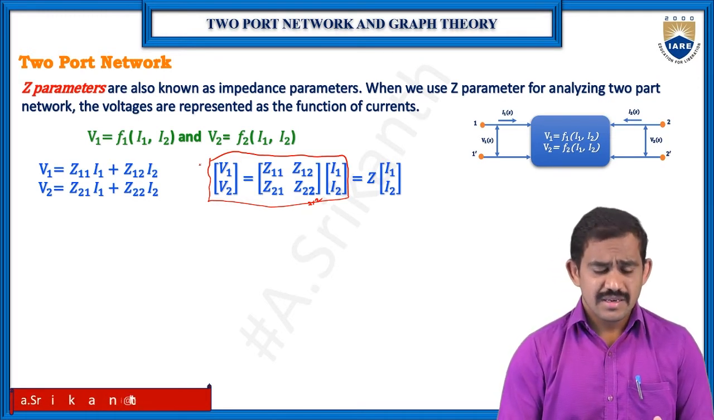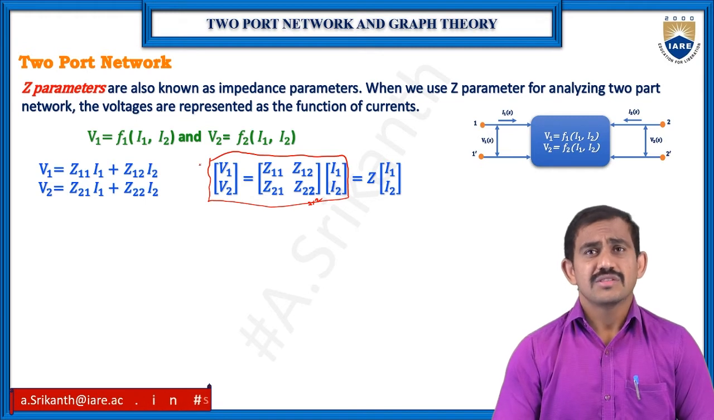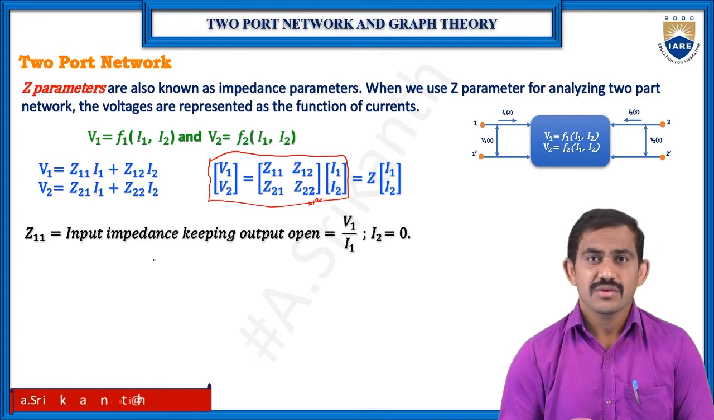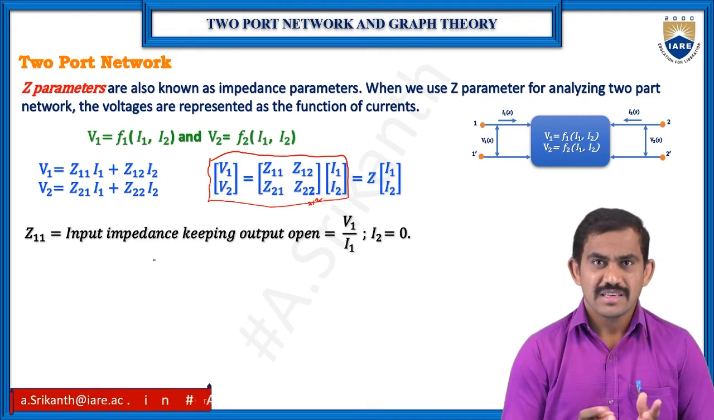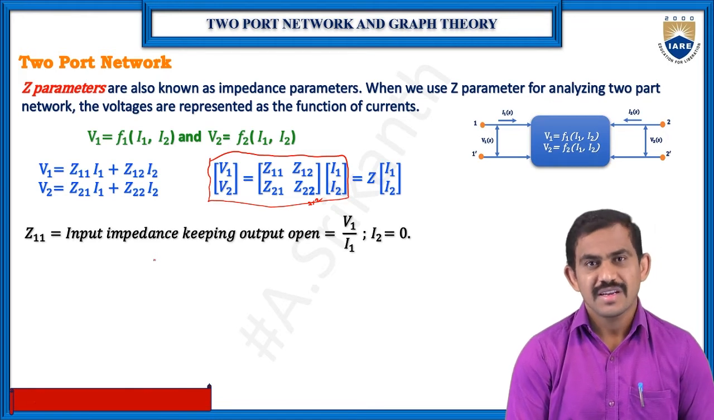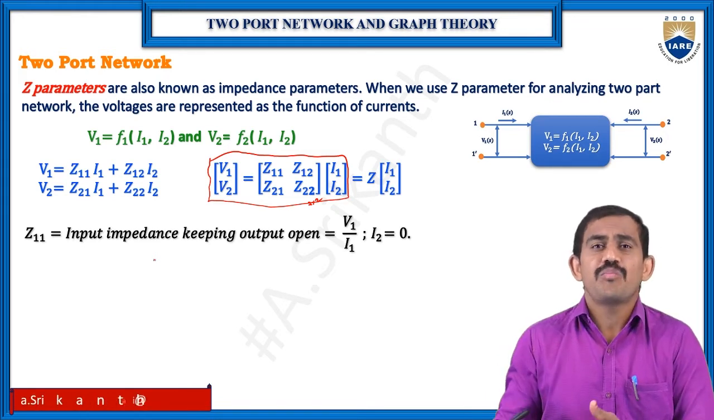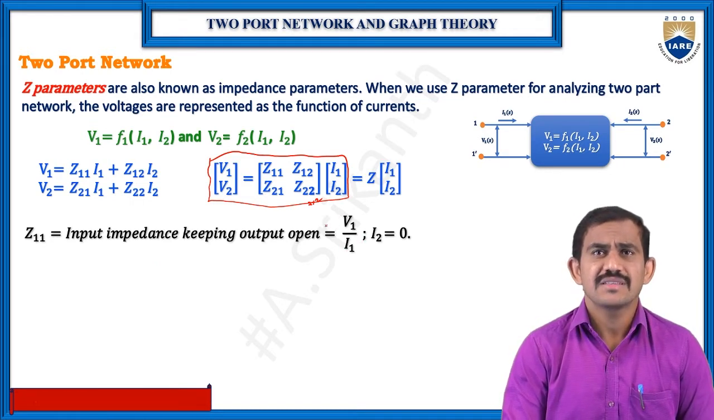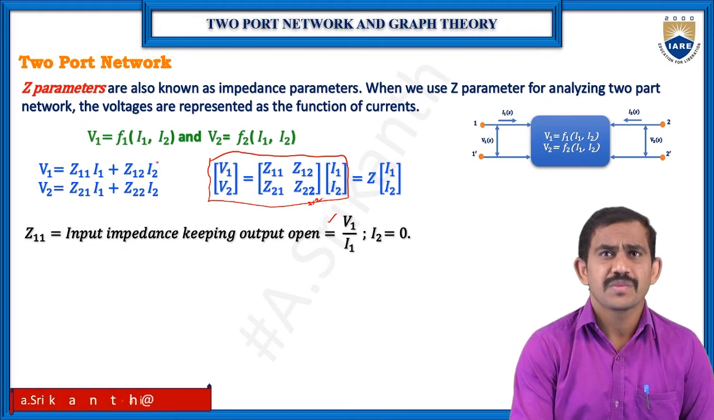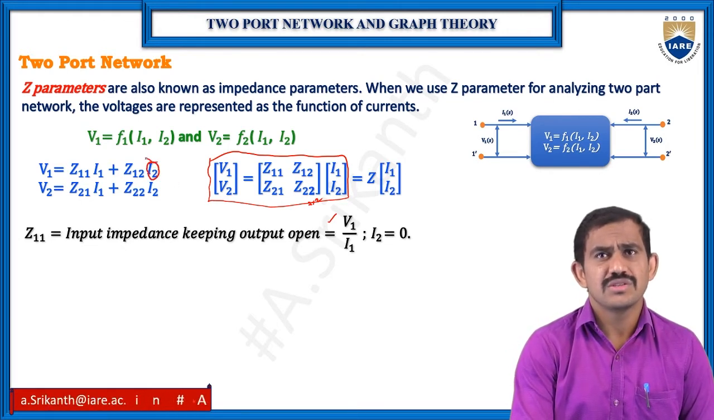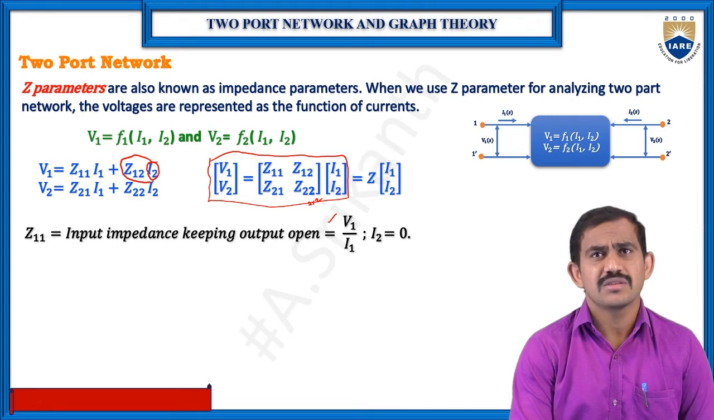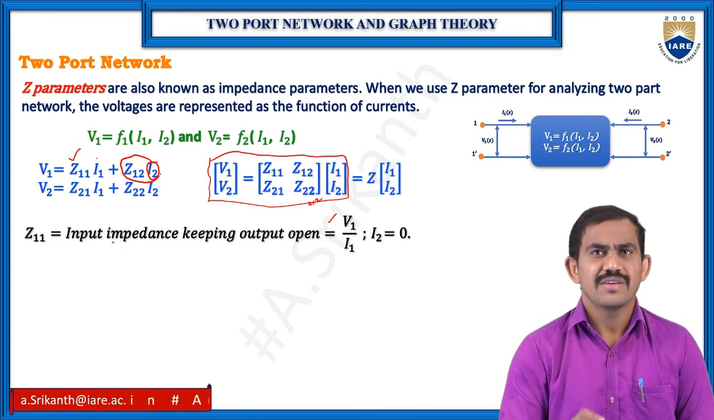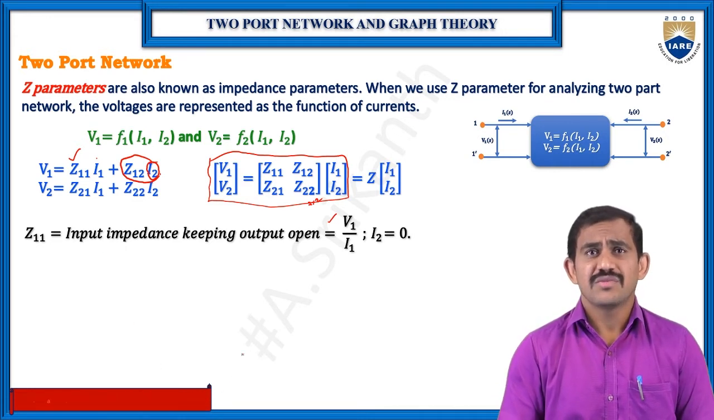Okay, here I want to write the Z11 value now. Z11 is the input impedance, the main impedance. On the input side we have one impedance, that value is Z11, and we keep the output open. So the secondary side is open, then the value is V1 by I1. Secondary side open means I2 is 0, so this term is 0, and Z11 is V1 by I1.